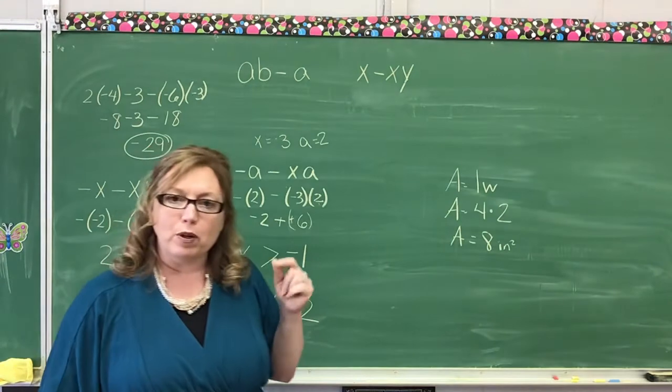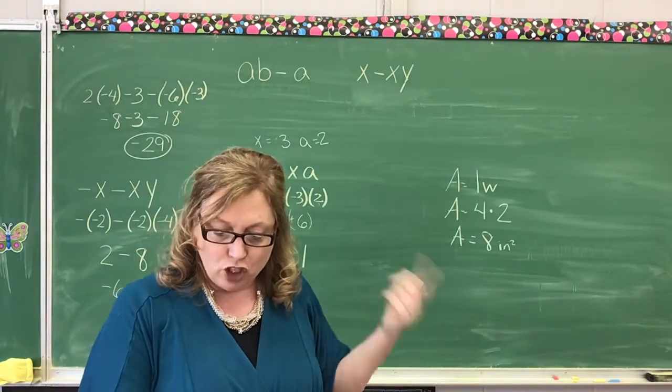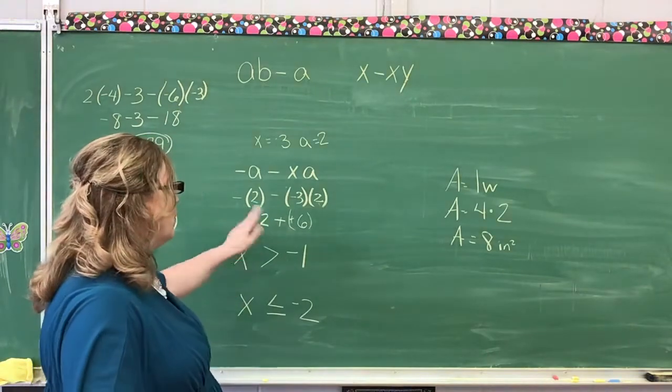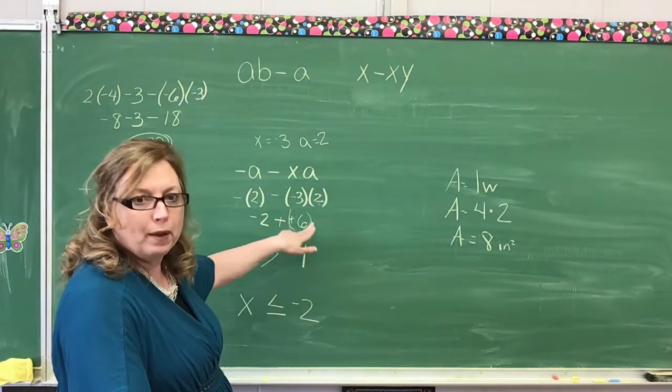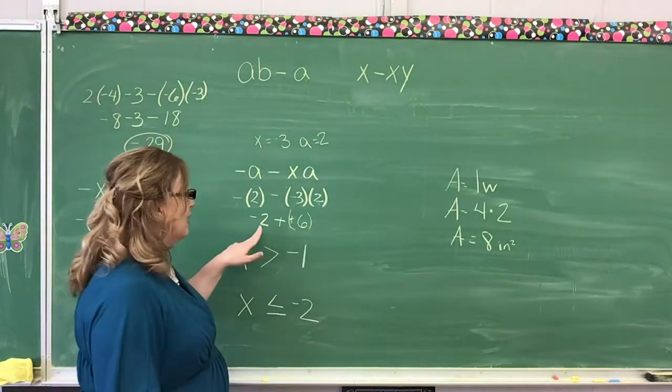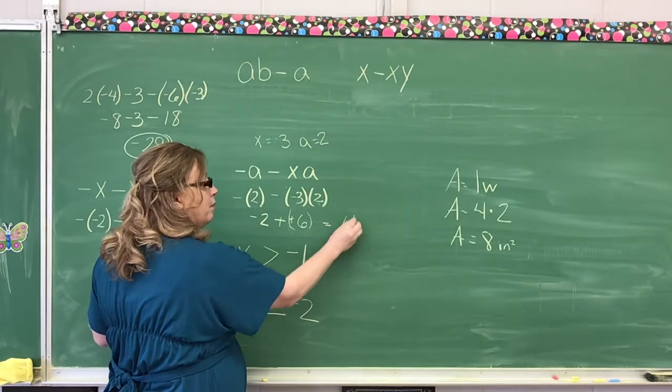So now what do we do? You can't subtract that. So we had to change our signs to positive so that we can add. So we have a -6, -2, and a +6. I kept saying that all wrong today. -2 and a +6. My answer is going to be a +4.